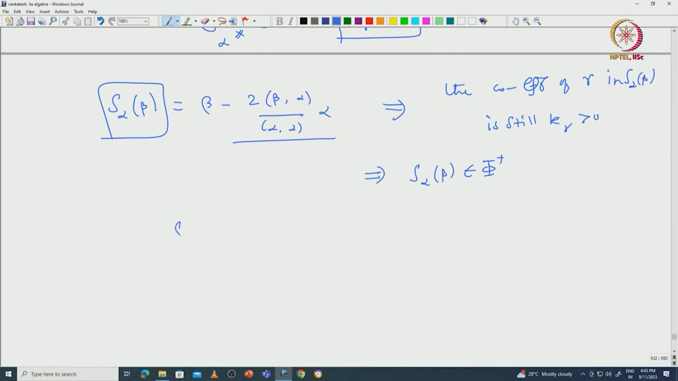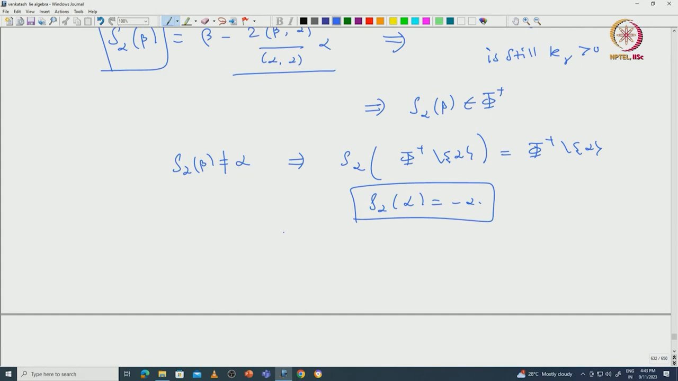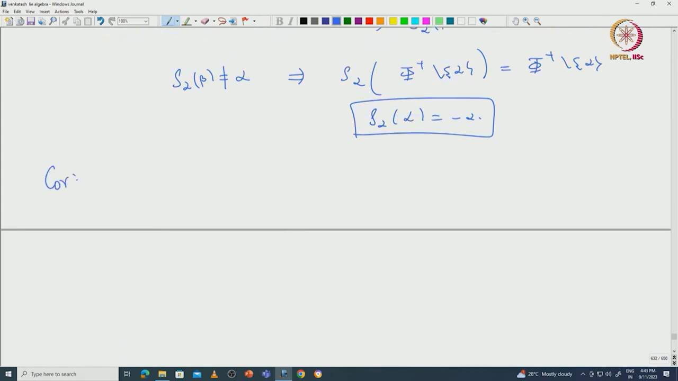Since S alpha of beta is not equal to alpha, because beta is not a multiple of alpha, that implies S alpha of phi plus minus alpha is exactly equal to phi plus minus alpha. Note that S alpha of alpha is minus alpha, so this is the only element among the positive roots that is sent to negative by S alpha. In particular, as a corollary, which I worked out already: if you set delta to be half the sum of the positive roots, then it is clear that S alpha of delta must be exactly delta minus alpha. This is a simple computation that one can easily do.